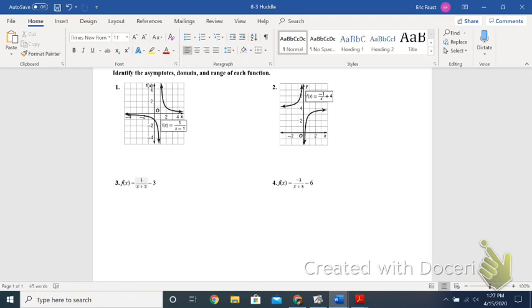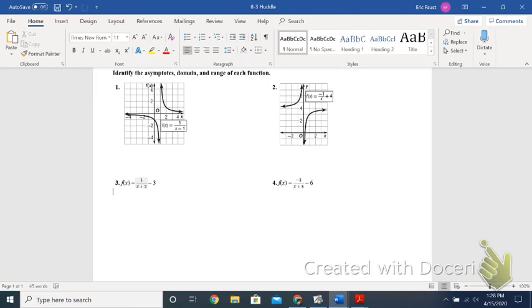Number 3, vertical asymptote, x equals -3. Horizontal asymptote, y equals -3. Domain is x is not equal to -3. Range is y is not equal to -3. Number 4, vertical asymptote, x equals -5. Horizontal asymptote, y equals -6. Domain, x is not equal to -5. Range, y is not equal to -6.